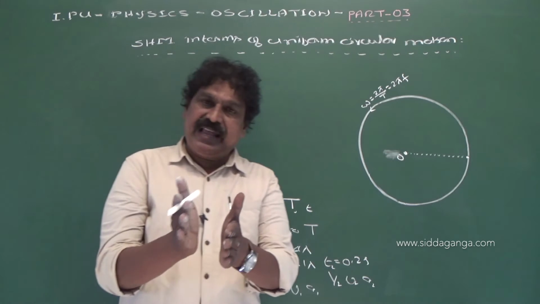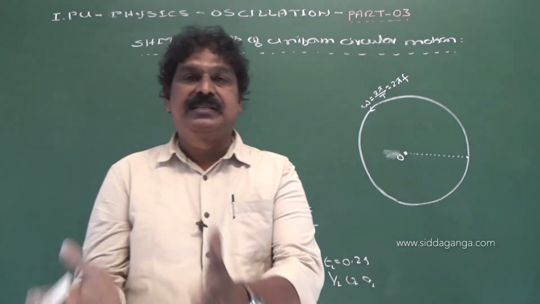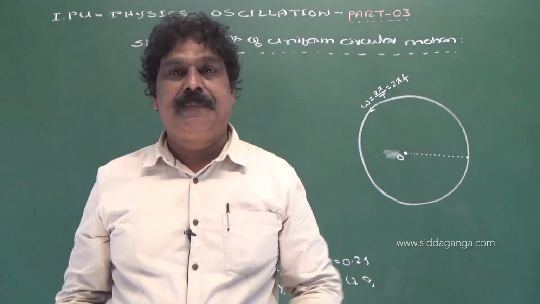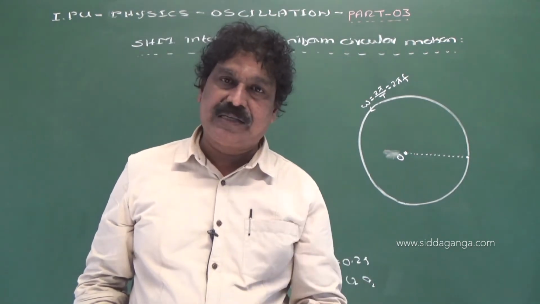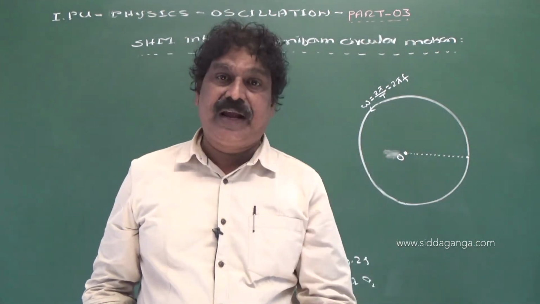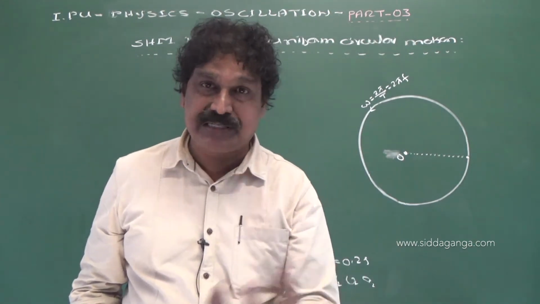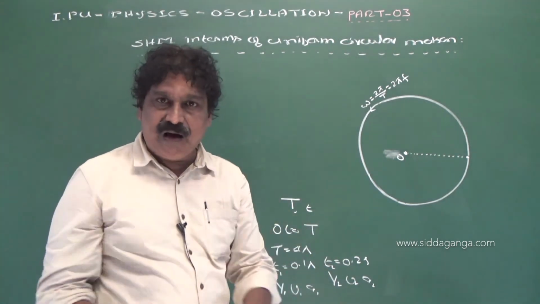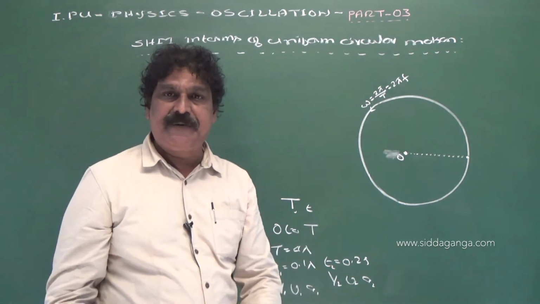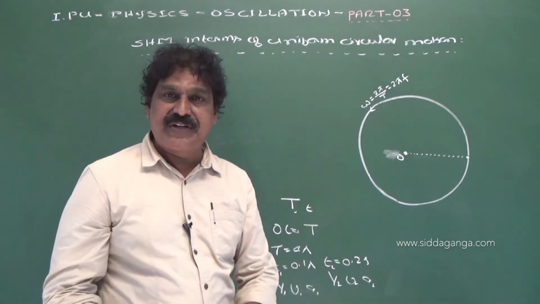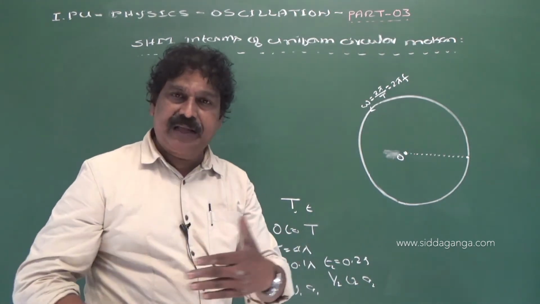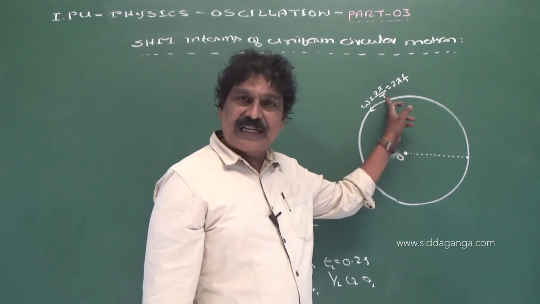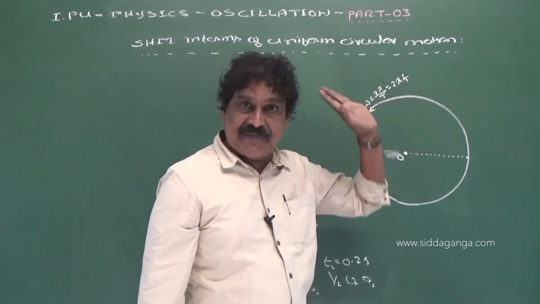So at every instant of time between 0 and capital T, we need to find displacement, acceleration, velocity, and next, kinetic energy, potential energy, total energy, right? The study of simple harmonic motion involves all these things, finding displacement, velocity, acceleration, kinetic energy, potential energy, total energy in terms of time period or frequency, right?